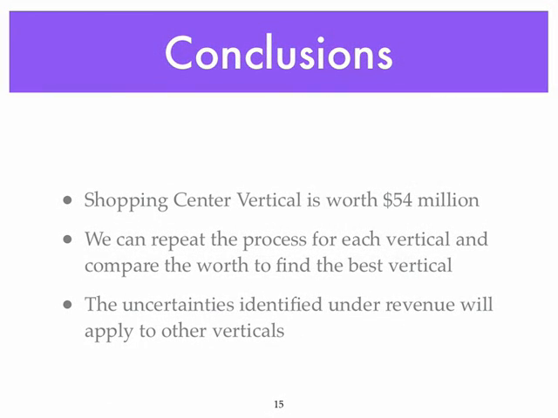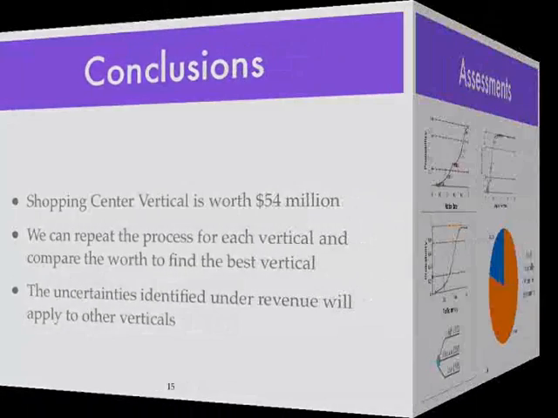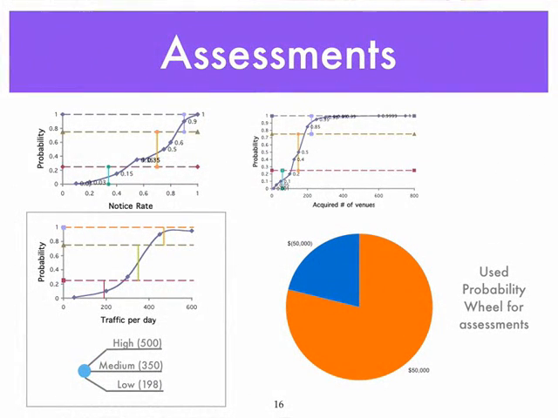So the conclusion of the analysis was that the vertical was worth $54 million. And we could repeat this process. We gave them a very clearly defined process for each vertical. We were able to do that because the structure of the problem remains more or less the same for different verticals. And this is where we get into the mechanics behind this.